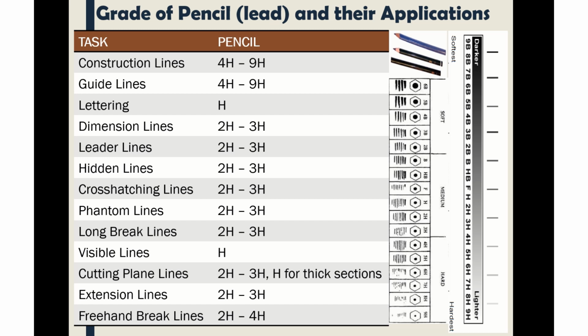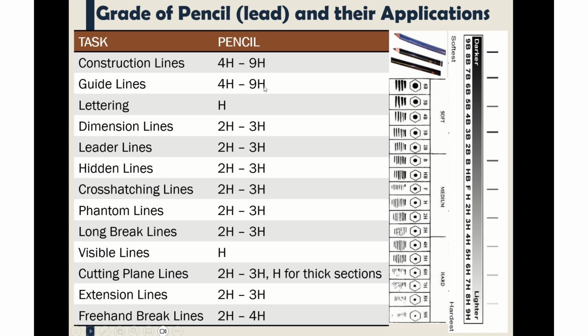Okay, that takes us back to our grade of pencil and the application. I just need to refer back to this. I've mentioned earlier the type of pencil that we are going to adopt for this course. For construction lines, we can use between 4H to 9H pencil, but in this course, we adopt a 6H grade pencil. So please note, a 6H grade pencil is preferred. Then for guidelines, you use 4H to 9H pencil.